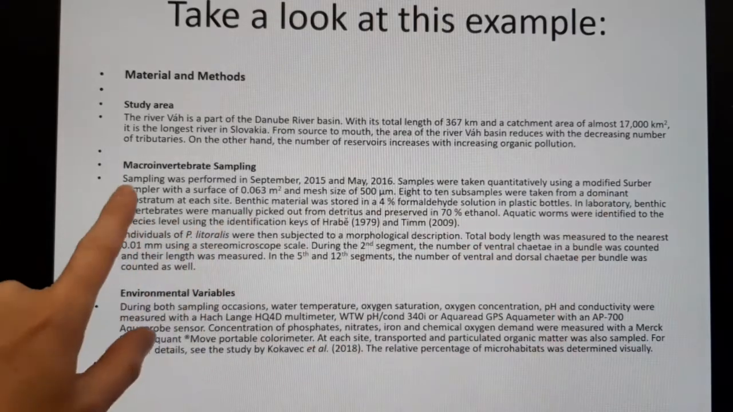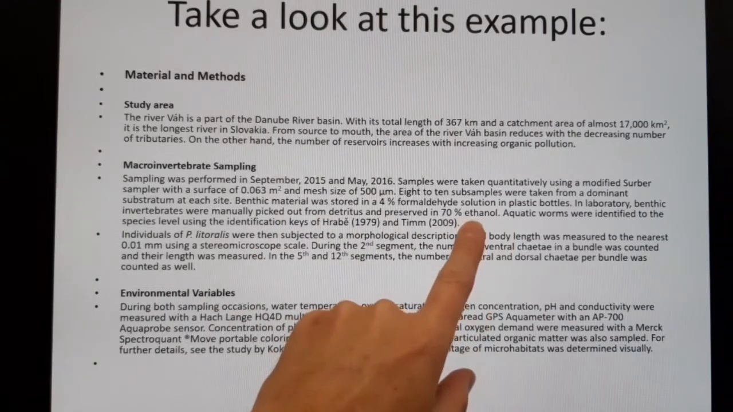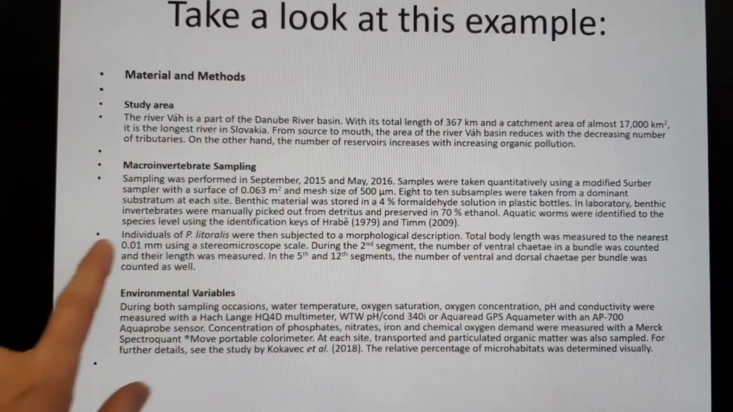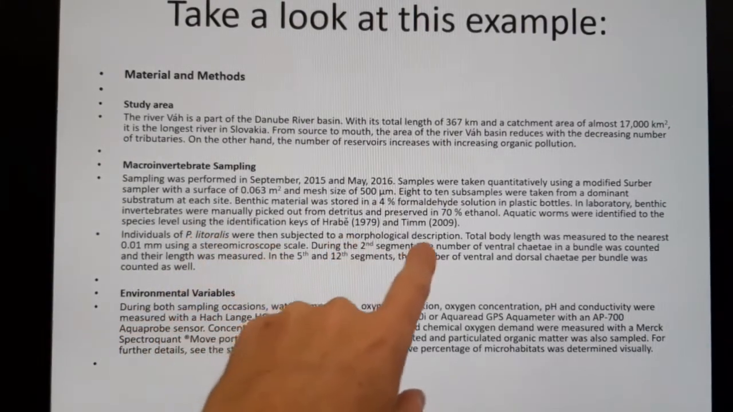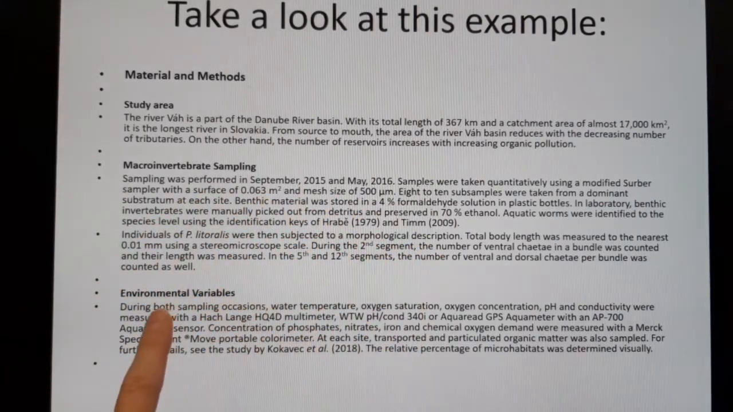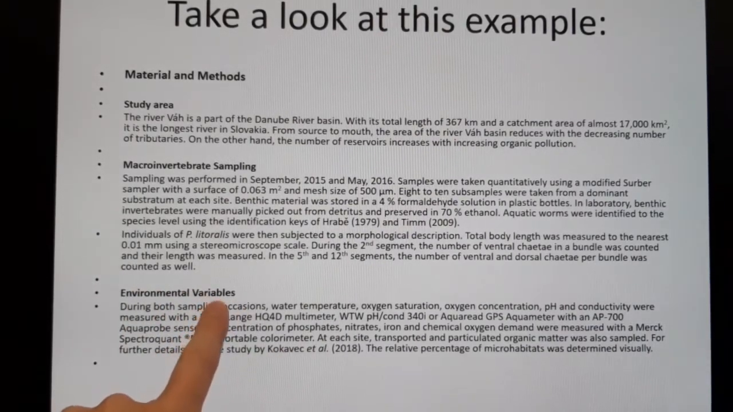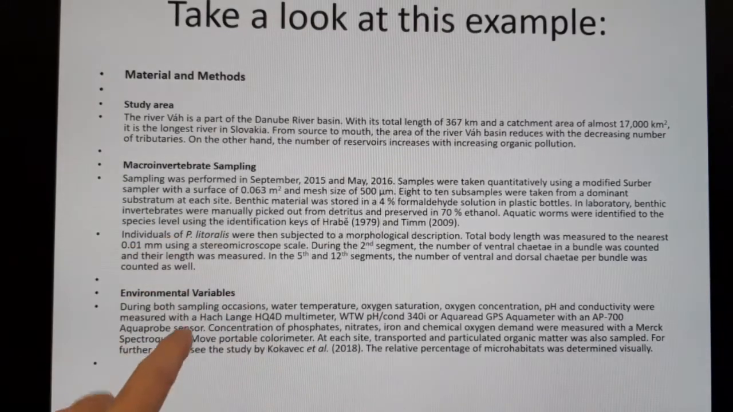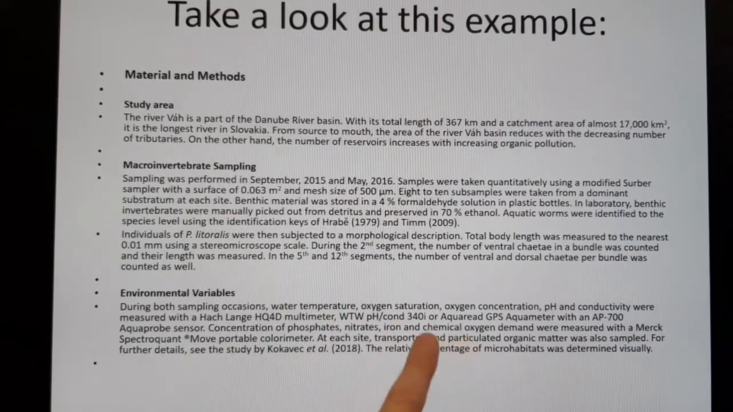So using a modified Cerberus sampler, it talks about the mesh size, the 70% alcohol that was used. It talks about the individuals, the samples that were collected, which were subjected to morphological description. Even still, there were some environmental variables that were required to be put into the methods and materials. So during the sampling, water temperature, oxygen saturation, all this kind of stuff were taken into consideration. They had to be done.